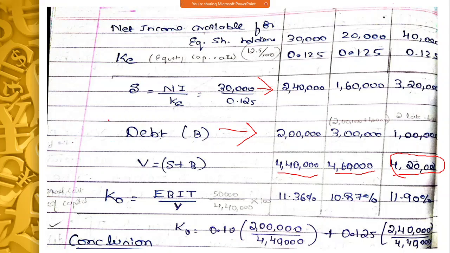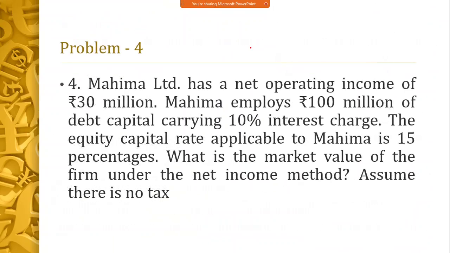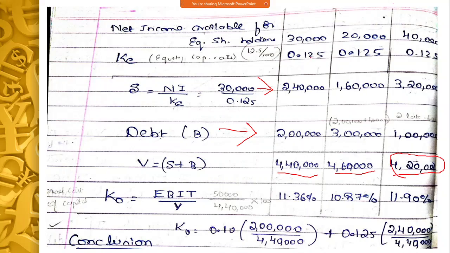When the debt has increased, the value of the company has also increased to 4,60,000. And with the decrease in the debt, the value of the company compared to this situation has also decreased. And see the cost of capital also.